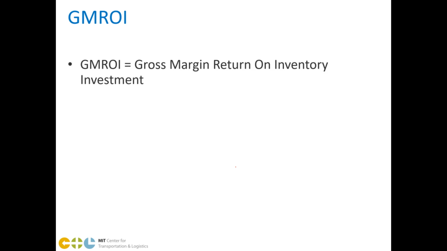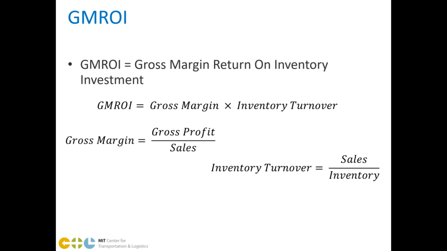I want to also introduce another term here, GMROI. It's often pronounced GMROI, and it stands for gross margin return on inventory investment. It's similar to DuPont, but it's a little more narrow. It's focusing on gross margin, not the net margin, so looking at just sales and cost of goods sold and what is the gross margin, and then the inventory turnover, not the overall turnover of assets, but the inventory turnover specifically. And you can see when you multiply your gross margin, gross profit over sales, times inventory turnover, which is sales over inventory, the sales cancel out and you get gross profit over inventory, which is the gross margin return on inventory investment.